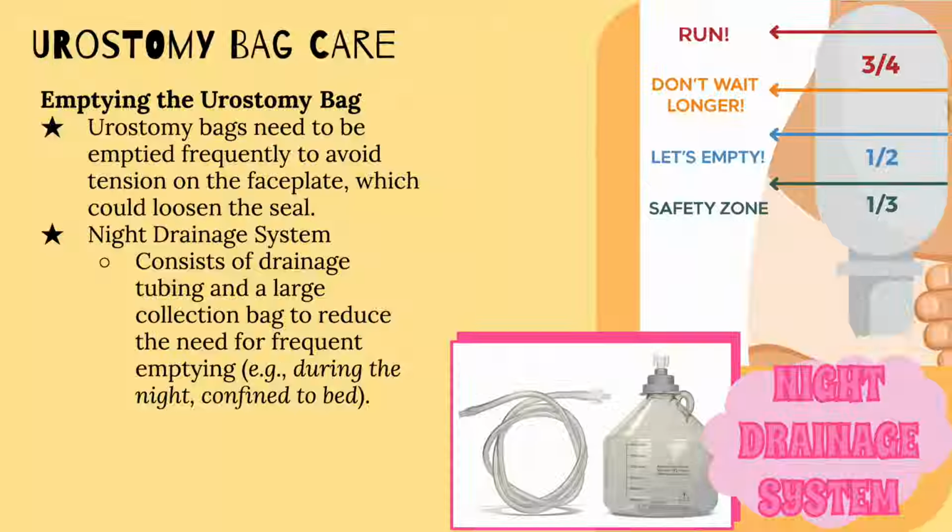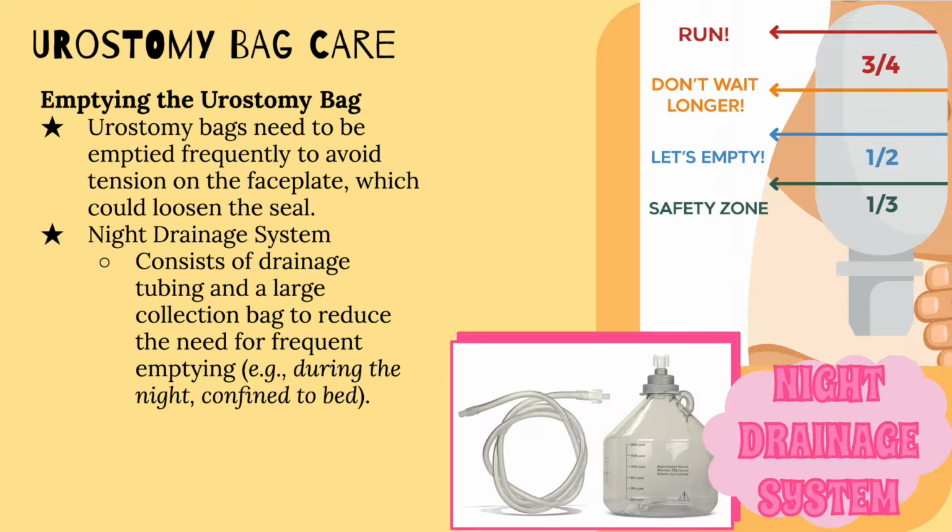Depending on the person, the bag may have to be emptied several times a day. There is also something called a night drainage system. This system is made up of drainage tubing that is attached to a large collection bag or bottle, which helps the patient avoid having to wake up out of their sleep throughout the night to empty the urostomy bag.